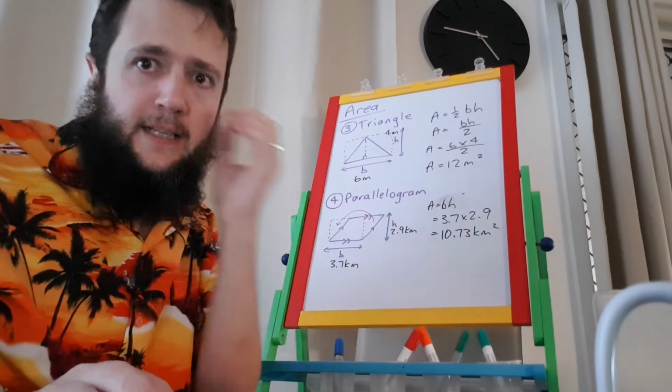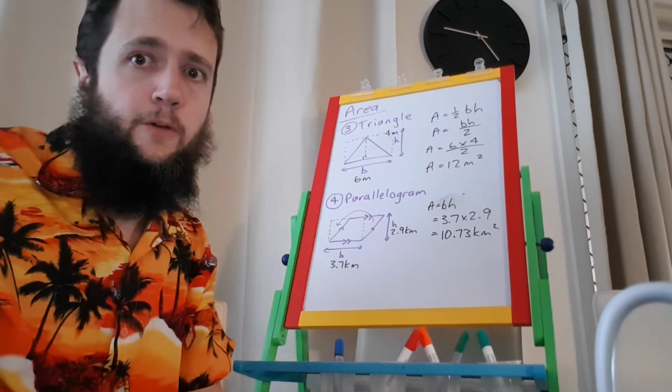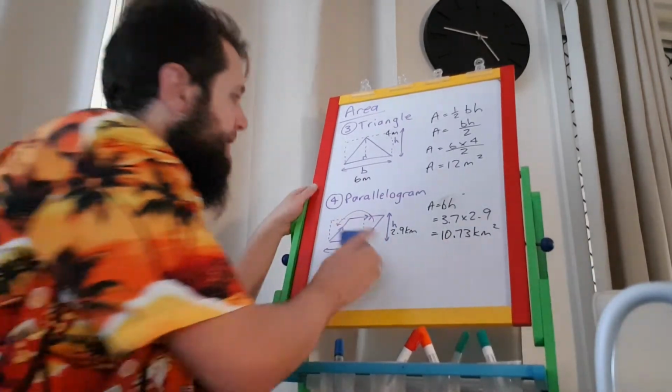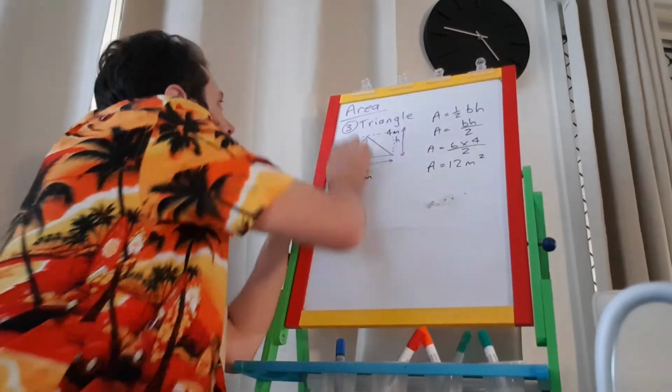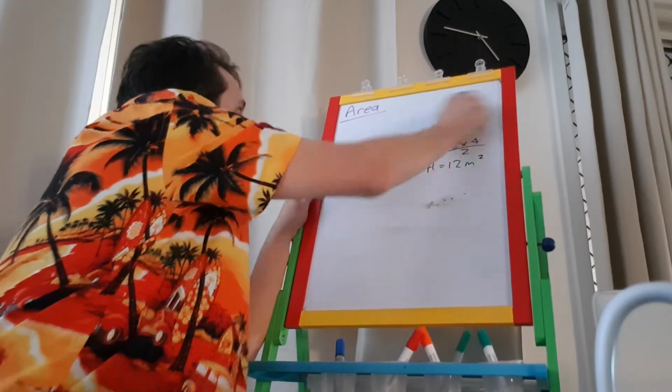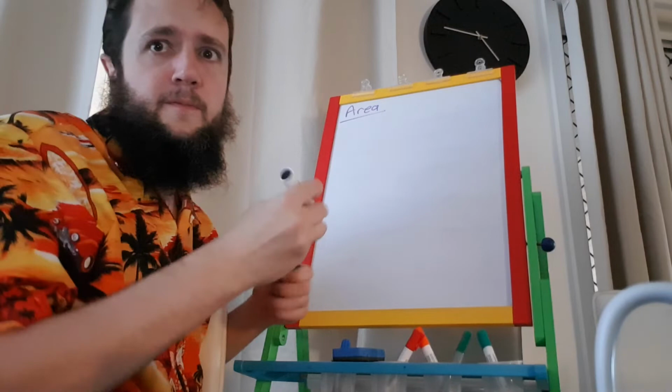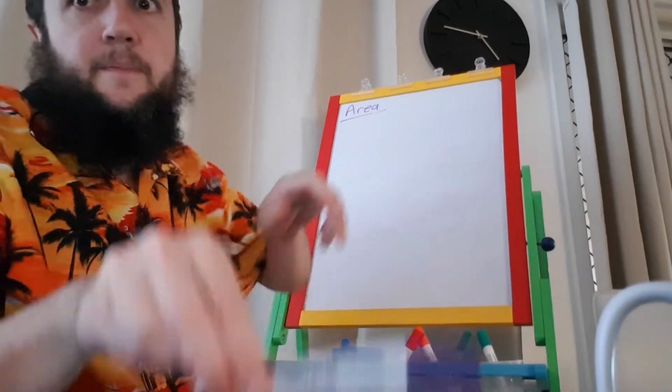So that, wonderful people, is object number 4. Please take it down. I'm going to have to knock all that off. All right. 5 objects to go. So, object number 5 is a trapezium.